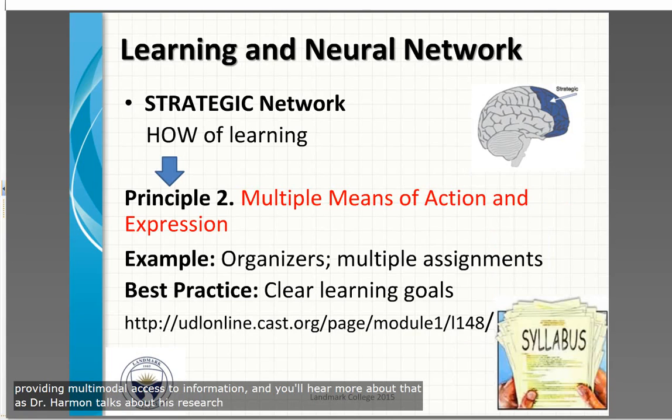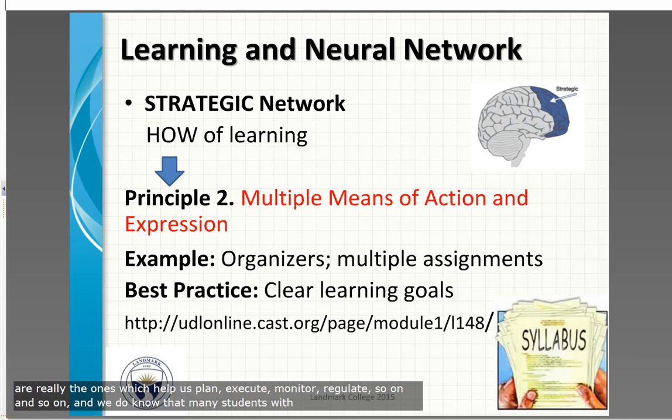Now, the second set of neural networks are the strategic networks. Strategic networks have a different anatomy and a different function. These networks help us plan for action and for taking appropriate action based on the plan. Much of this happens in the front of the brain, which is the executive function region of the brain. And the strategic networks are really the ones which help us plan, execute, monitor, regulate, and so on. And we do know that many students with LD and ADHD have particular difficulty with executive function abilities.